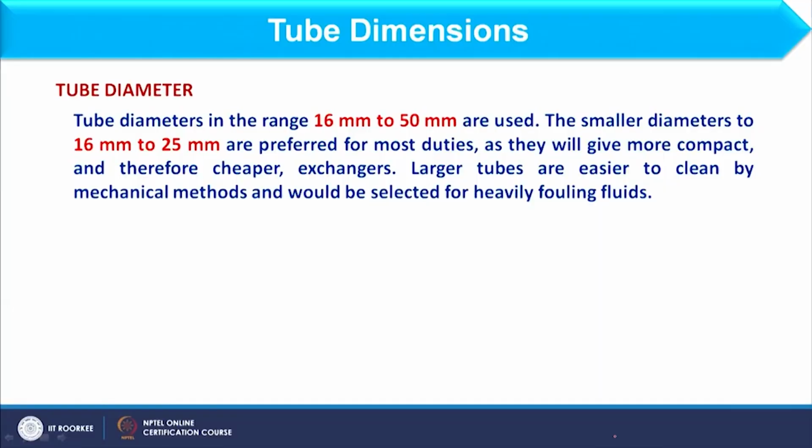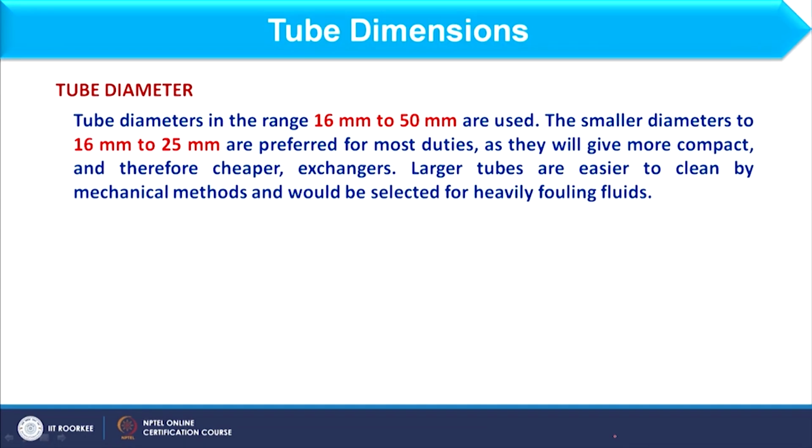Now, we will decide the tube dimension. If I am speaking about tube dimension, it means tube diameter and tube length. So, what are the standards available and how should we choose the right tube dimension that we can use to design a shell and tube heat exchanger? Okay. So, first of all we will focus on tube diameter.